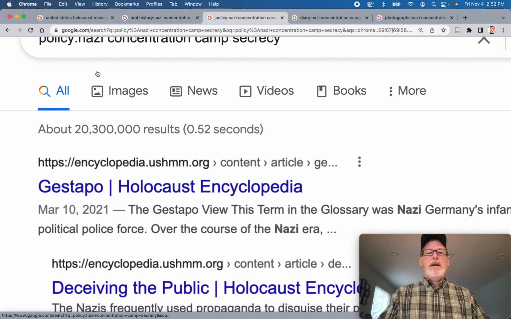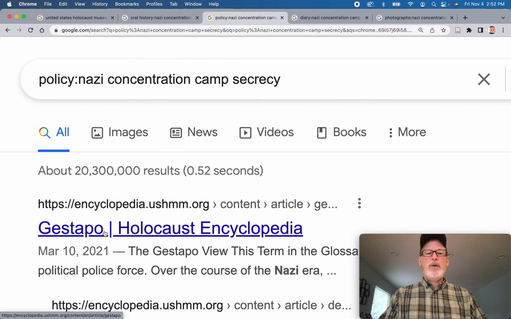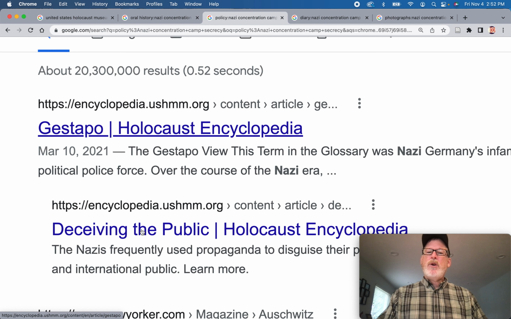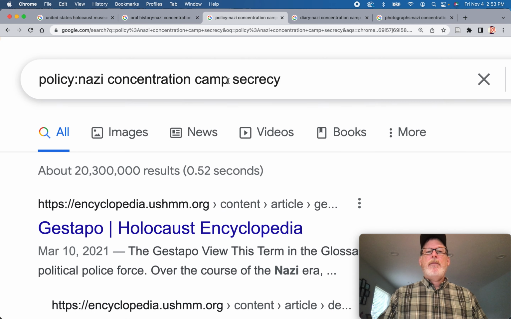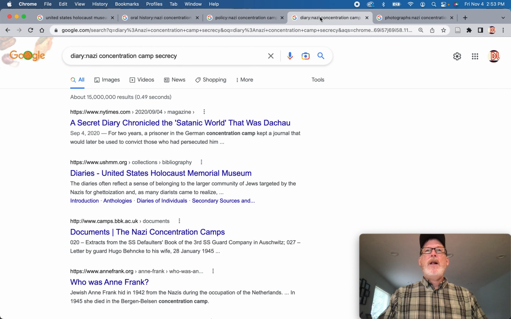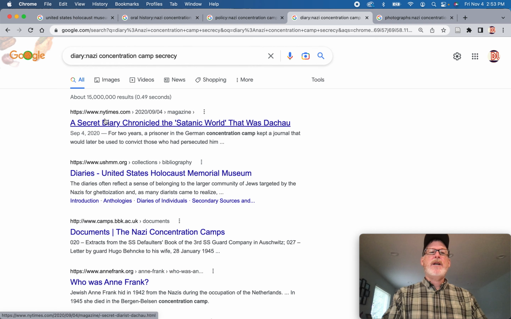Policy, all of a sudden we're talking about the people who, what do I call it, implemented policy. So not the policy makers, but the people who enforced and implemented it, the Gestapo. So you can learn keywords as you go. So maybe we would do Gestapo secrecy, Holocaust secrecy. Policy might be like the policy itself, but hopefully it's people talking about it too. Diary or diaries.